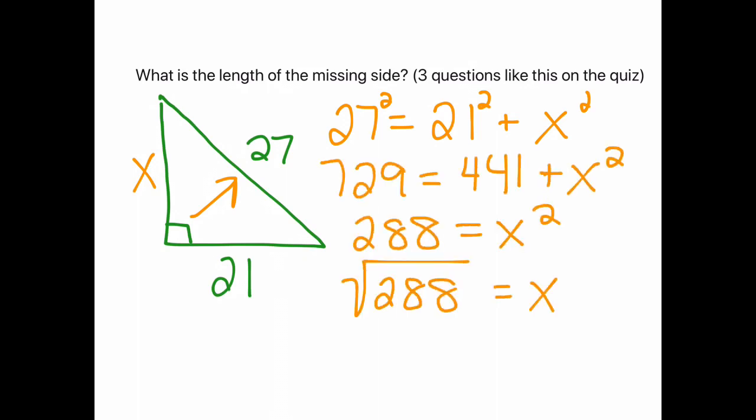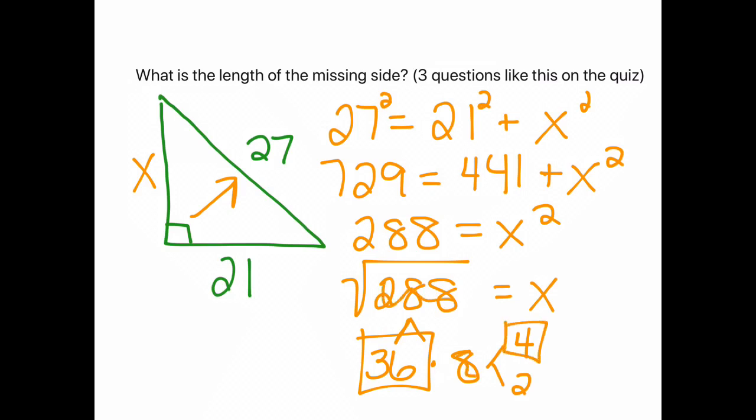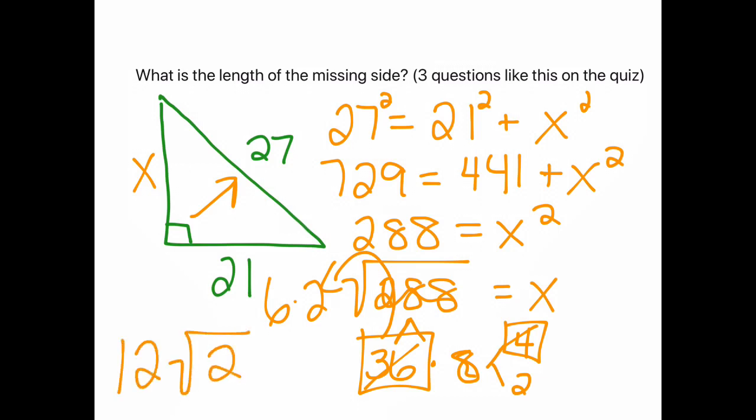And what you get is that x equals the square root of 288. But don't forget that 288 can be broken down into the square root of 36 times 8. And 36 is a perfect square. And the 8 can be further broken down into 4 times 2, with 4 being a perfect square. And we take those perfect squares out. What we get is the 6 for the 36 and a 2 for the 4. And 6 times 2 on the outside is 12. And what we're left with is 12 radical 2.